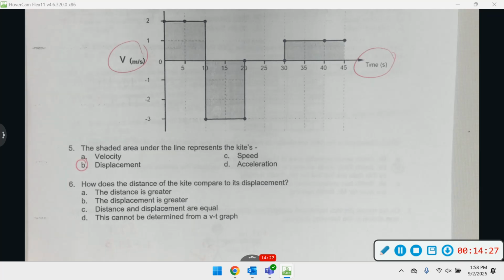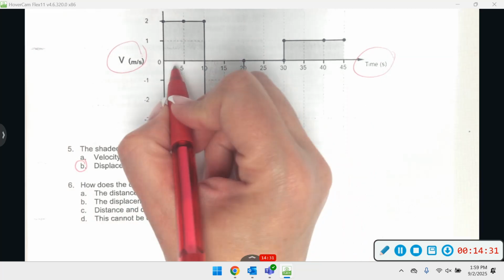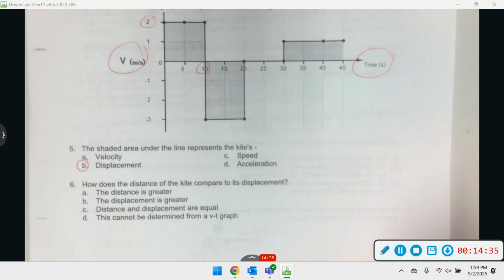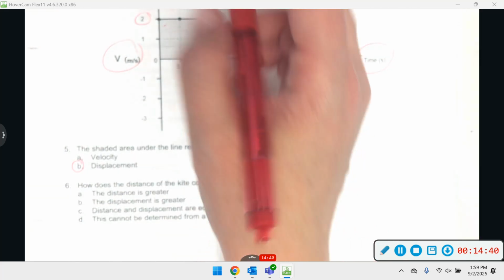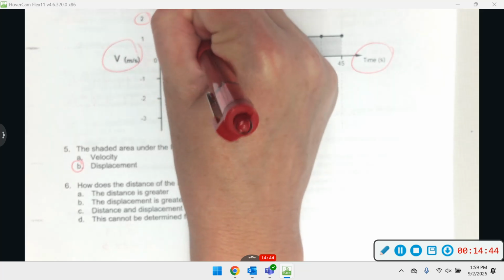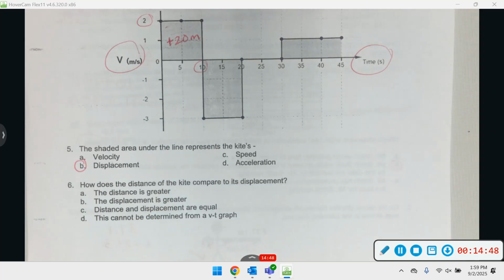So, just in case. Again, displacement means we're finding area. If you have something that travels at 2 meters per second for 10 seconds, which is what this part represents right here, then it will travel 20 meters, 2 times 10, forward. I know it's forward because it's positive 2.